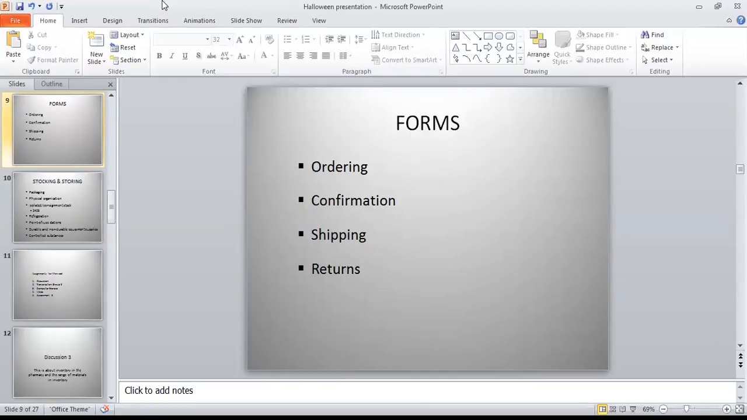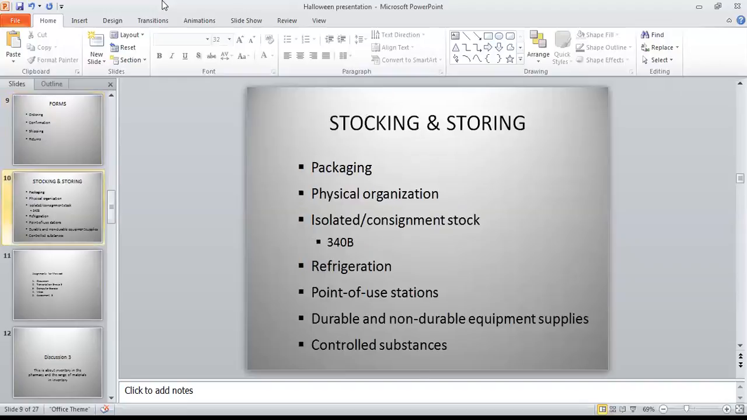We also have special forms for DEA when we are ordering controlled substances. For stocking and storing, everything's different. Drugs come in different packaging. Often they come in bulk bottles of 1,000 or more units. This is for our dispensing, because generally we don't dispense 1,000 of anything.